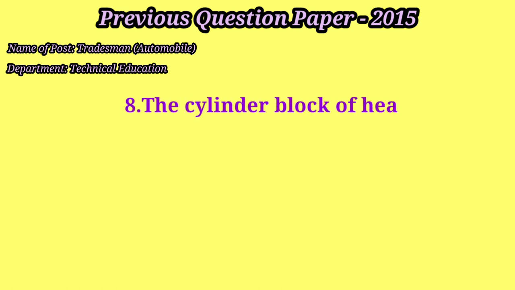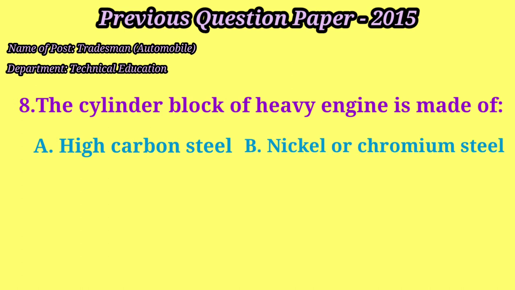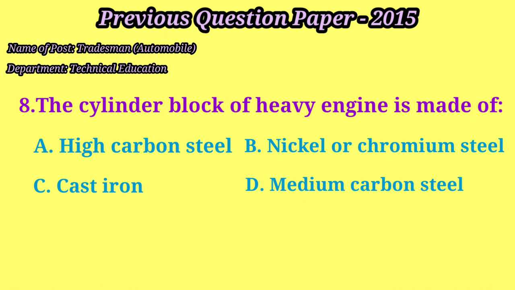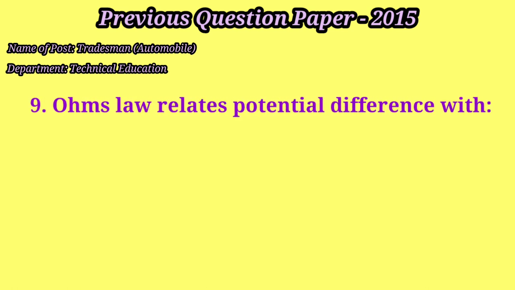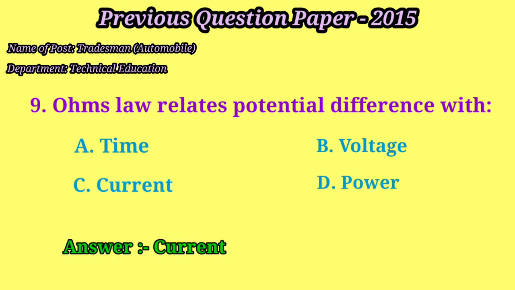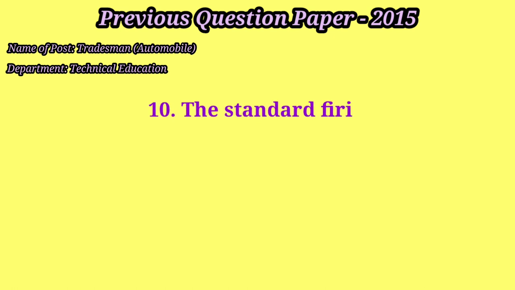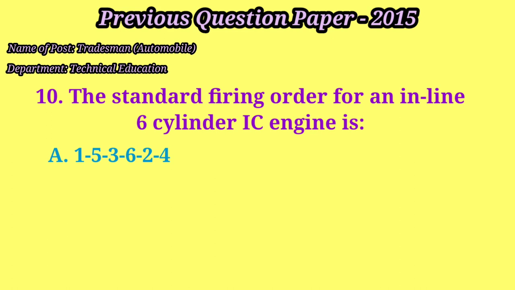8. The cylinder block of heavy engine is made of A. High carbon steel. B. Nickel or chromium steel. C. Cast iron. D. Medium carbon steel. Answer: Cast iron. 9. Ohm's law relates potential difference with A. Time, B. Voltage, C. Current, D. Power. Answer: Current.